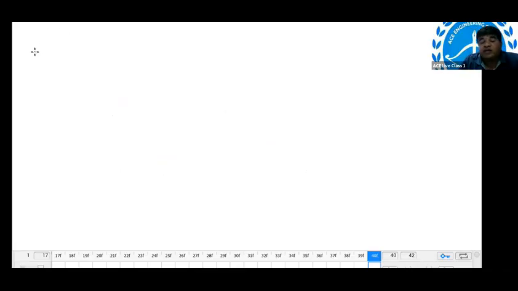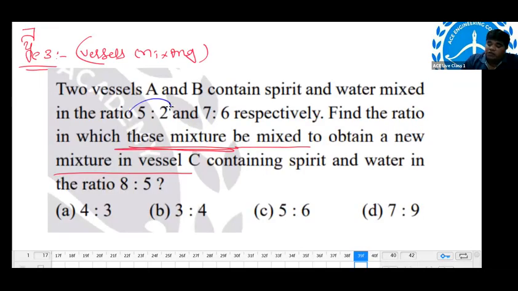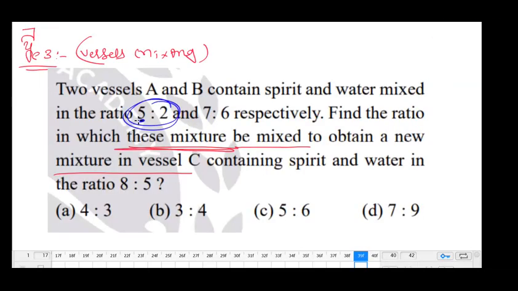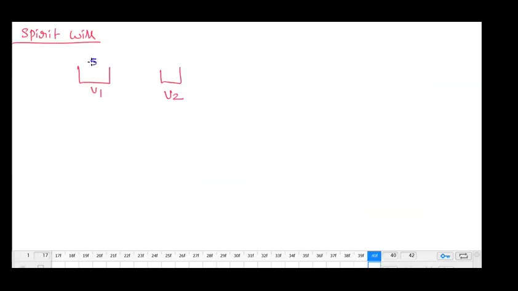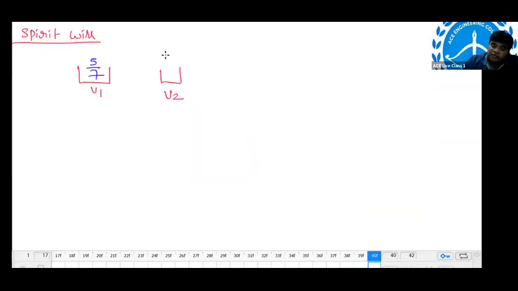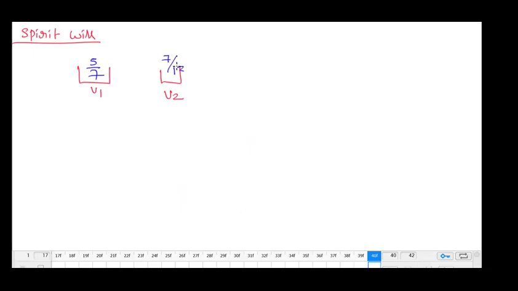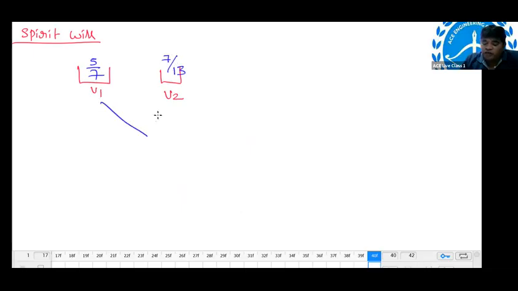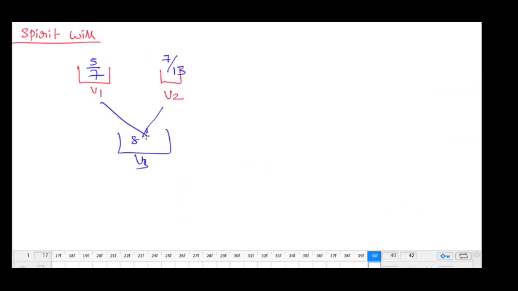So we have two types of methods: the original method and the general, alligation method also. Suppose first, the alligation method, spirit wise. I am taking spirit wise. This is vessel 1, this is vessel 2. In vessel 1, what is the spirit quantity? 5, sir. 5 out of 7. Here, vessel 2, 7 out of 13. So in the new big vessel, what is the spirit quantity? 8 out of 13.